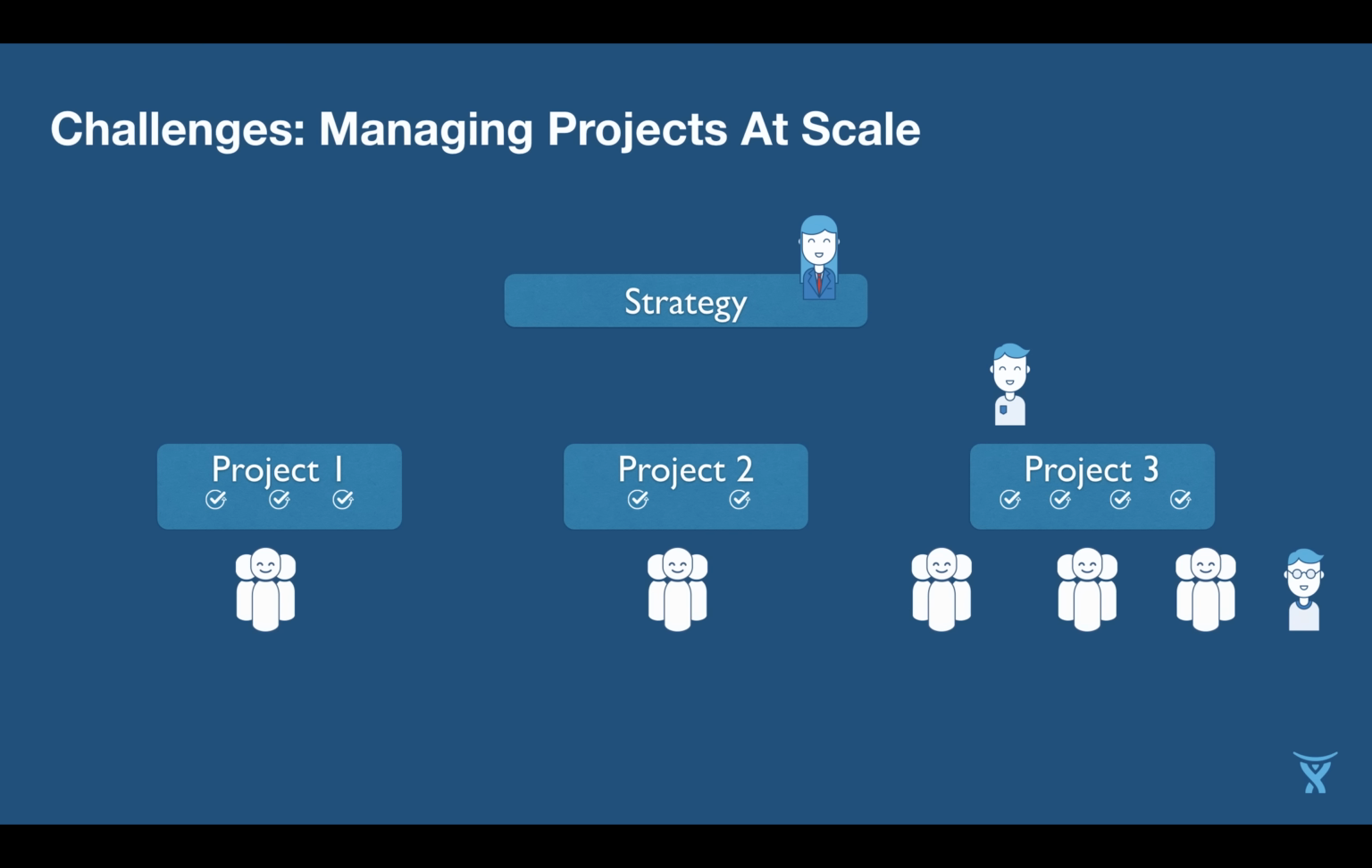So we have different kinds of roles in this scenario. We have the personnel responsible for managing and overseeing the global strategy. We have the project managers overlooking individual projects, and we have the team members who are part of one or more projects.